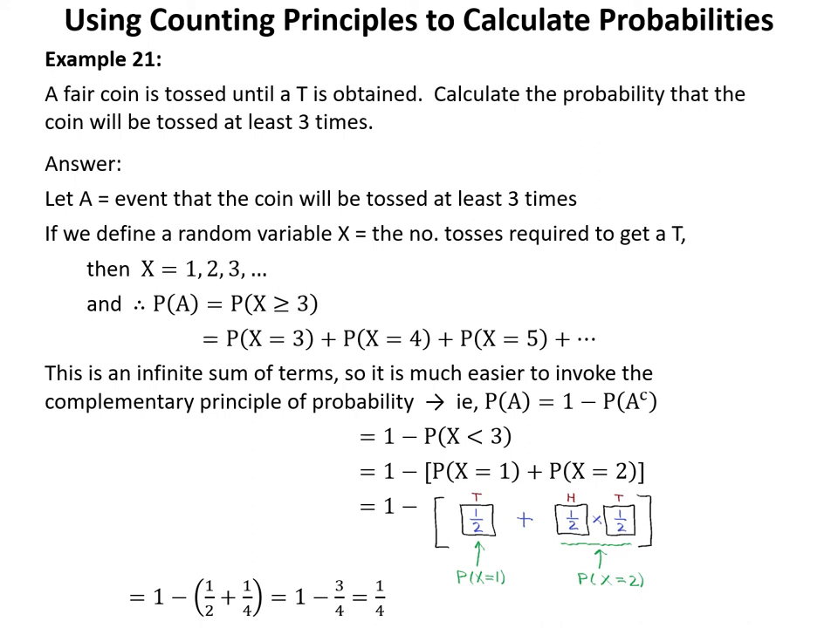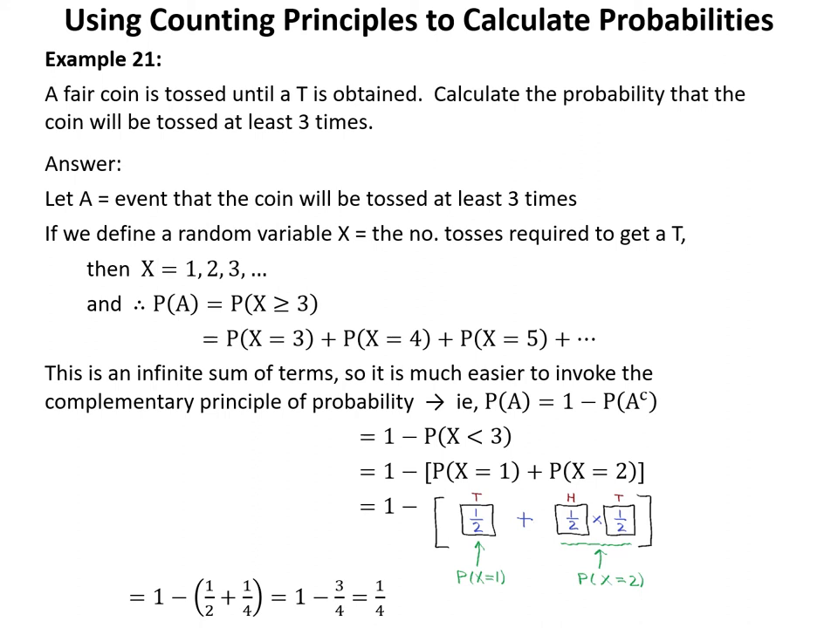In fact, it becomes feasible by necessity to invoke the complementary principle of probability here, which is that the probability of A can be worked out as 1 minus the probability of A complement. And A complement is the probability that X is less than 3, which is just the probability that X equals 1 or 2. And that is a finite number of calculations. That's just two calculations that we need to do. So that's the way we proceed. And the diagram on the slide illustrates just how straightforward it is to calculate these individual probabilities.